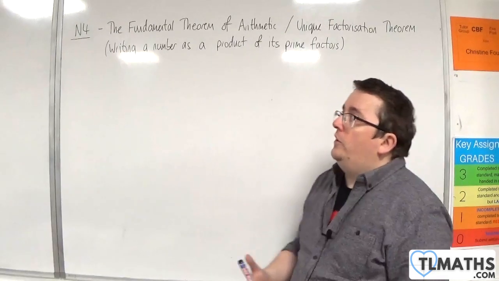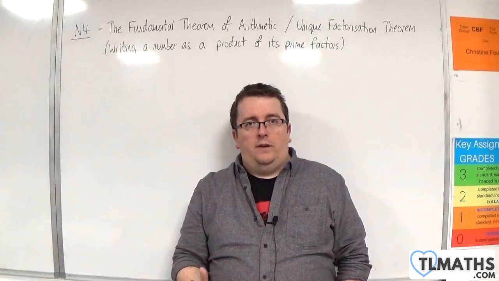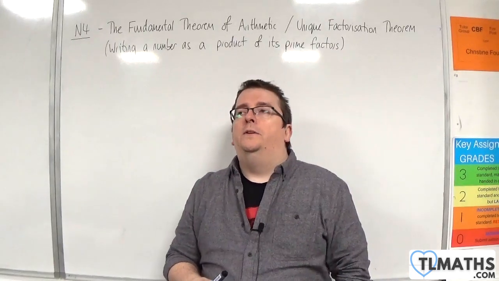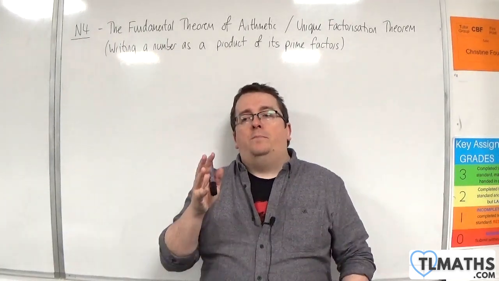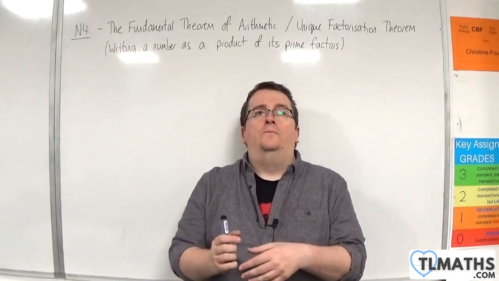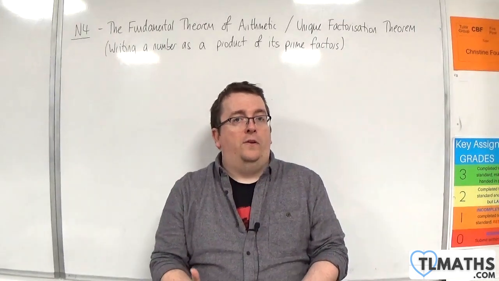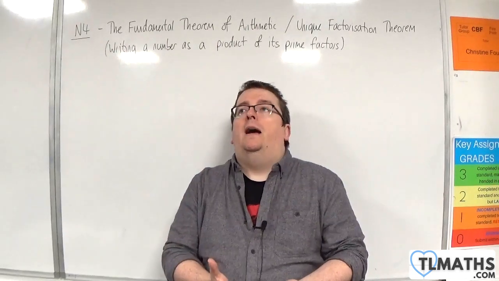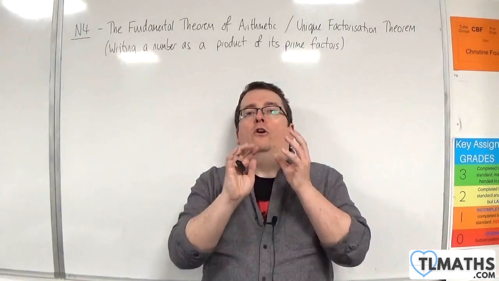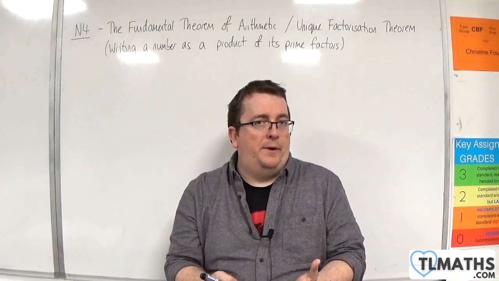So, what is it? Essentially, any positive integer greater than 1, so we're not including 1 here, can be written as a product of its prime factors. So we're looking for prime numbers that are factors of the integer in question, and there is a unique way, so there's one way of multiplying those prime factors together to make our target number.